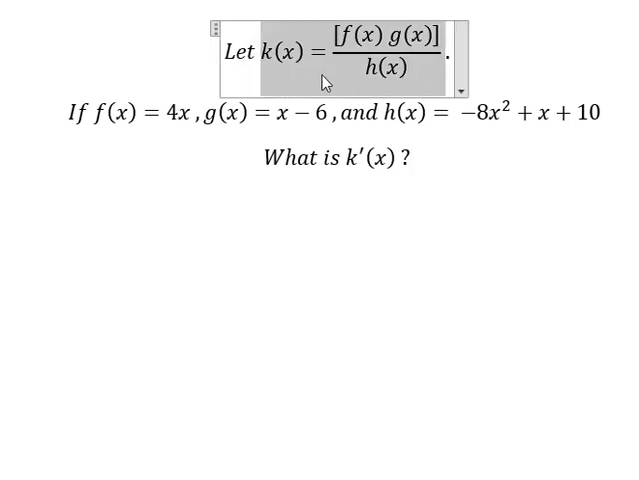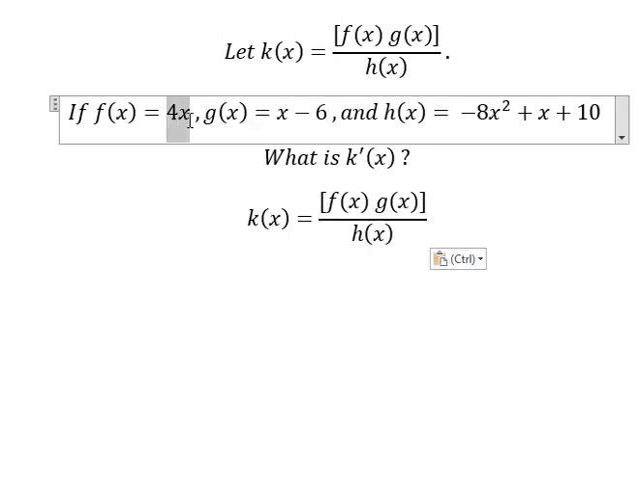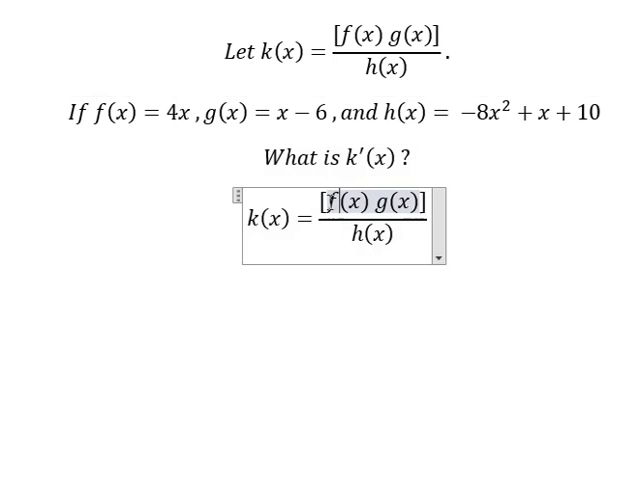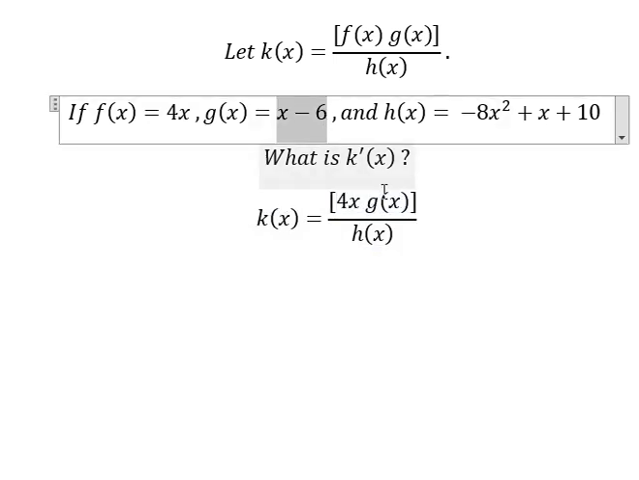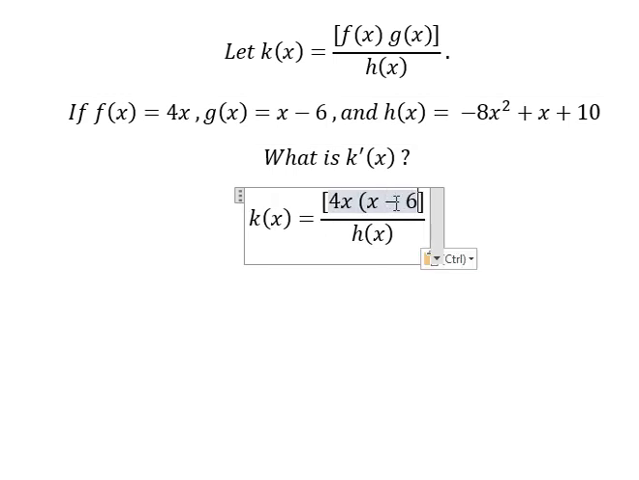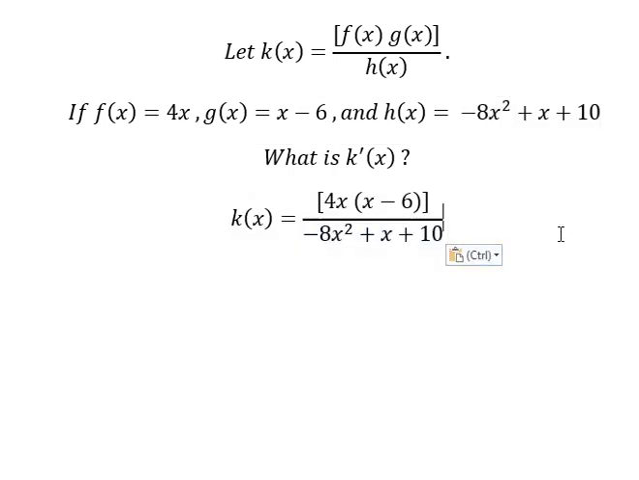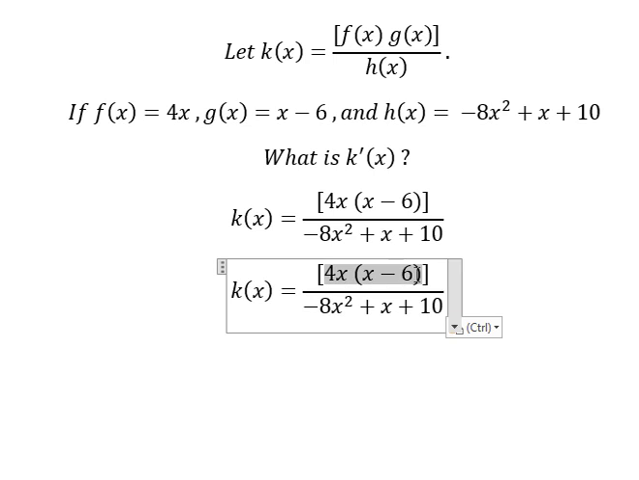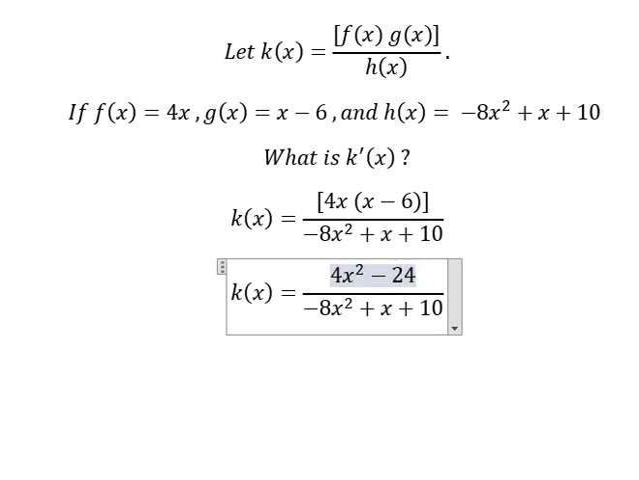The first thing, we have this function in here. Now we have f of x that is about 4x. We put this one here, 3x that is about this one, h of x that is about this one. Now we multiply, and this one we have 4x squared minus 24x.